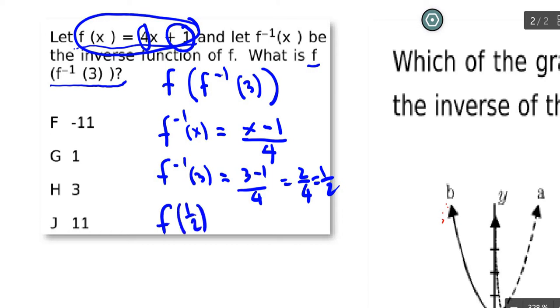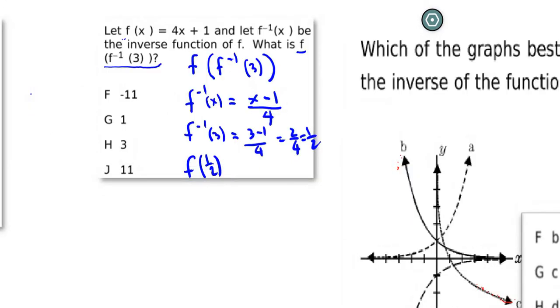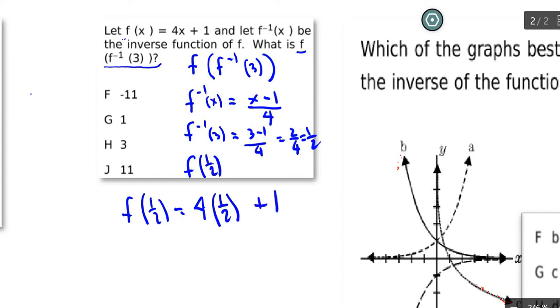That means we're going back to the original function and plugging in 1/2. So f of 1/2 will be 4 times 1/2 plus 1. 4 times 1/2 is 2, and 2 plus 1 is 3. So the answer is 3 right there. It looks complicated, but you have to do them one at a time.